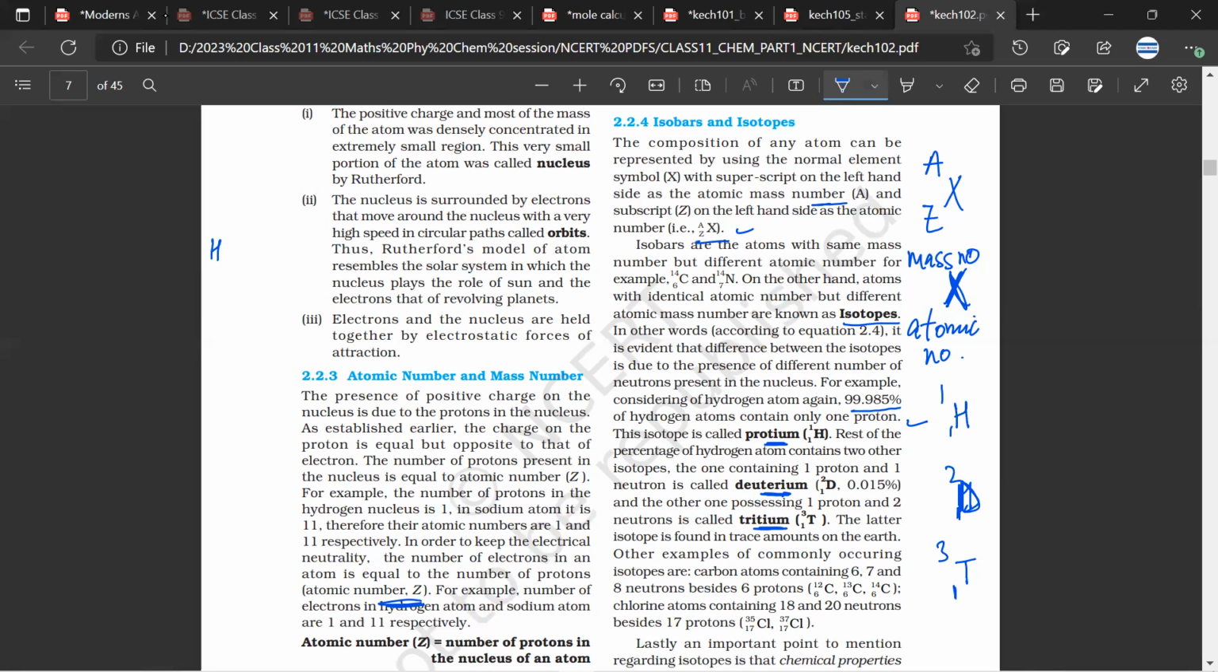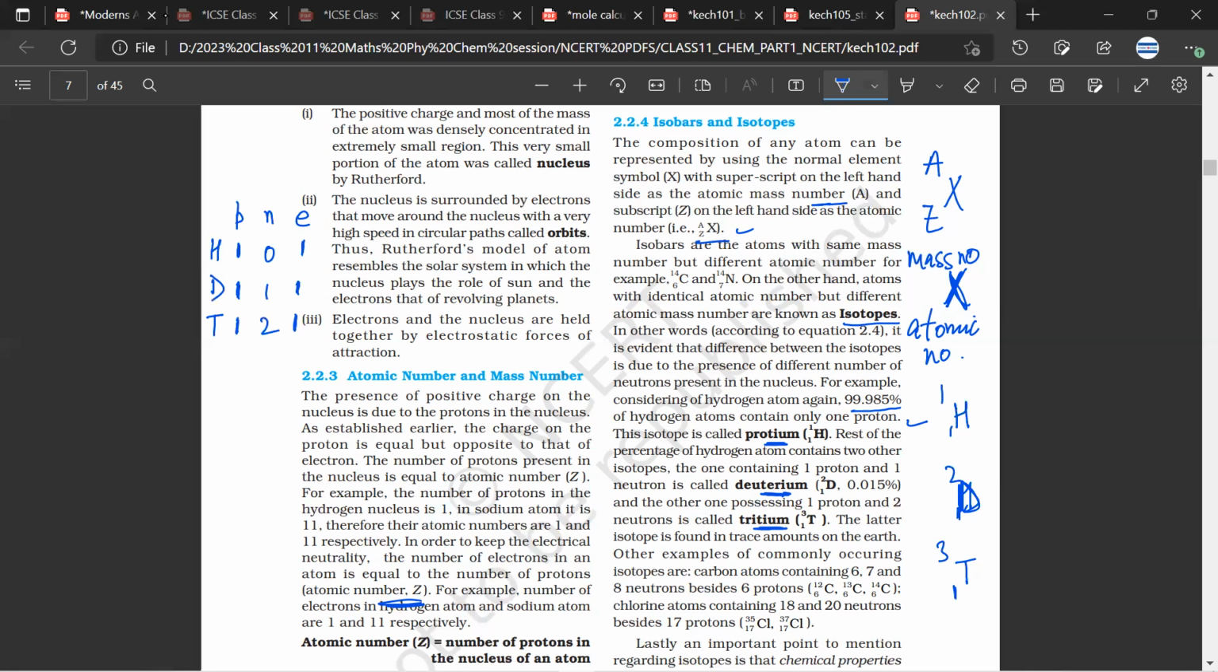And like we have discussed before, the difference between the three isotopes of hydrogen, protium, deuterium, and tritium, is in the number of protons, neutrons, electrons. The protons would remain one. Have you understood what I said? The electron would also be one. It is only the number of neutrons that will differ. Are we clear about this?